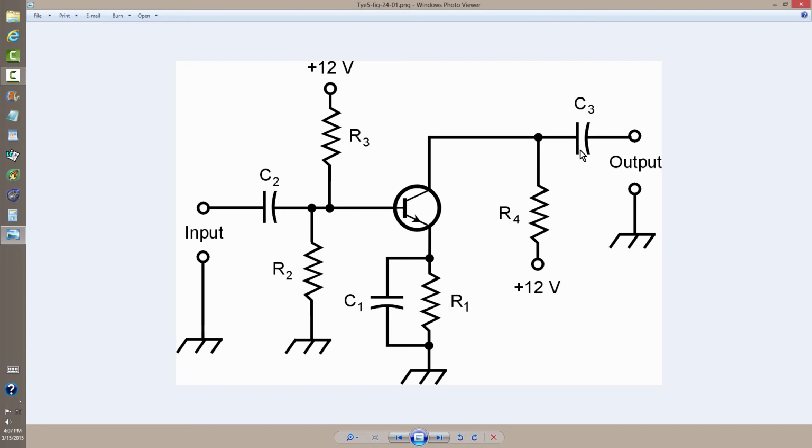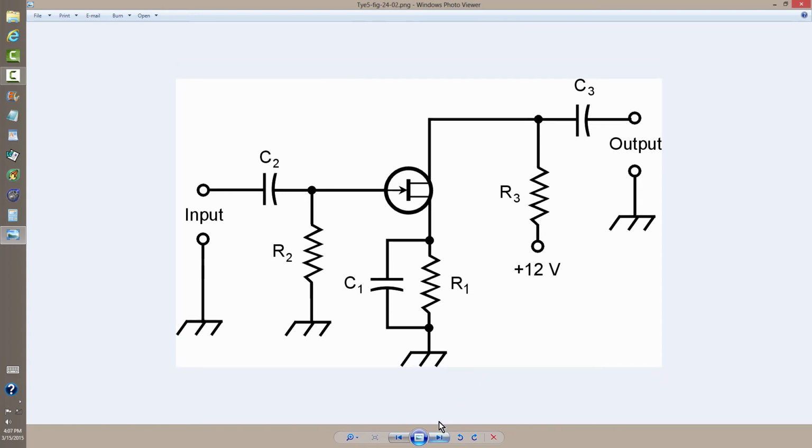C3 is a blocking capacitor, which again prevents this bias voltage from affecting whatever happens to be at the output. Probably another amplifier stage, such as, in the case of an audio amplifier, something that will boost the signal to a significant amount of power to drive a headset or even a pair of speakers.